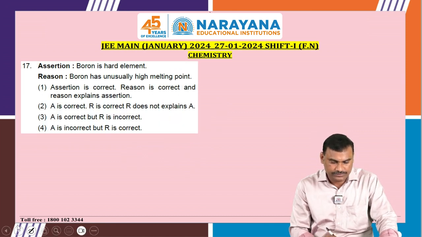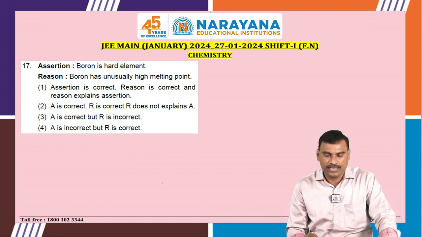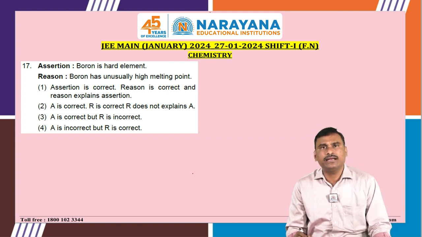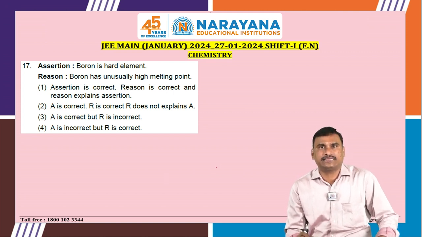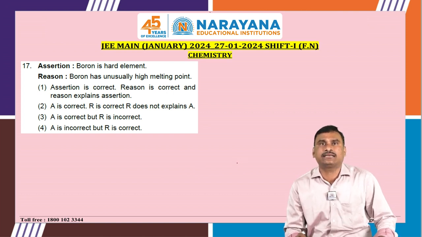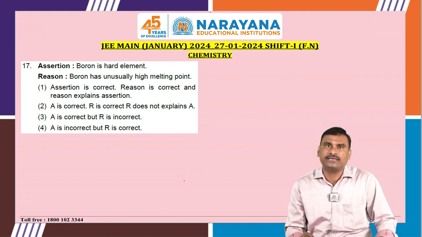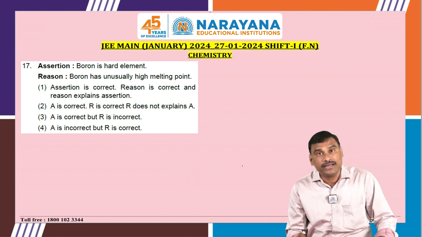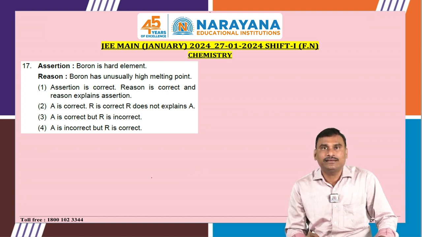Next, go for the next question. Assertion: Boron is a hard element. Yes. Boron has an unusually high melting point. Yes. Because boron has a strong crystal lattice, having B12 units with an icosahedron structure. Because of this reason, boron being a hard element is correct. Boron has a usually high melting point is also correct. But because of having a high melting point, it being hard is not the correct explanation, student.